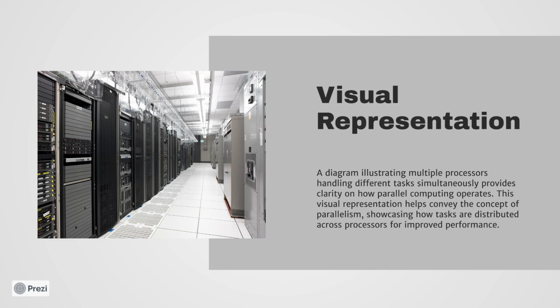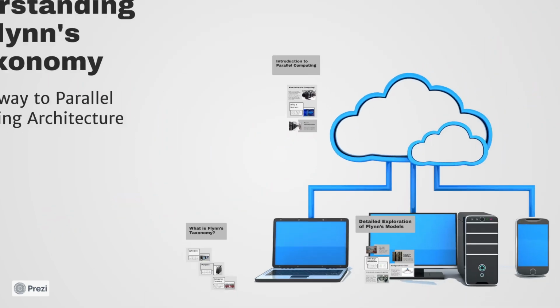So, proceeding on, visual representation. A diagram illustrating multiple processes handling different tasks simultaneously provides clarity on how parallel computing operates. This visualization helps convey the concepts of parallelism, showcasing how tasks are distributed across processors for improved performance. Let's go through each one with simple examples and visuals.